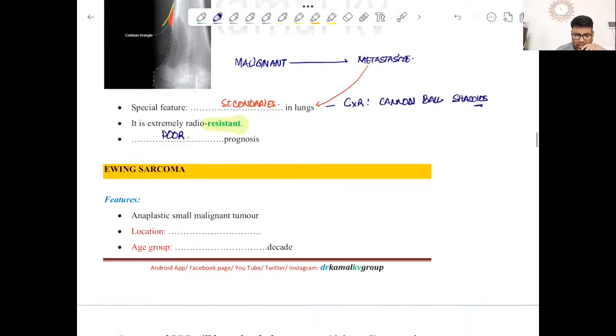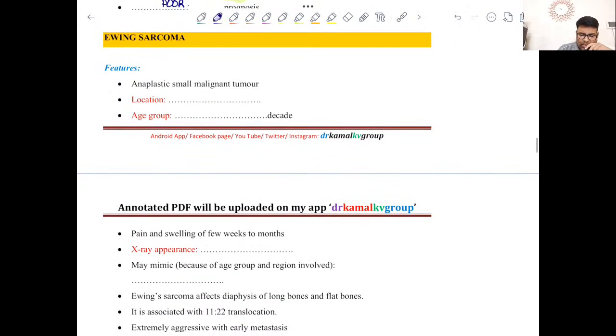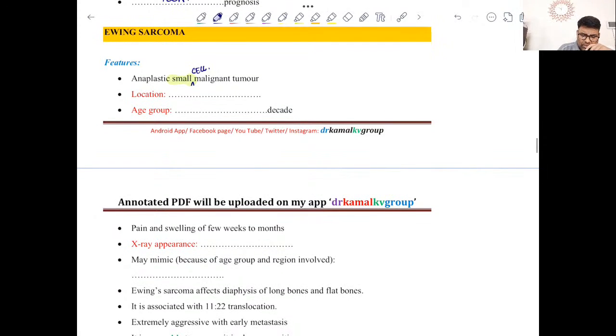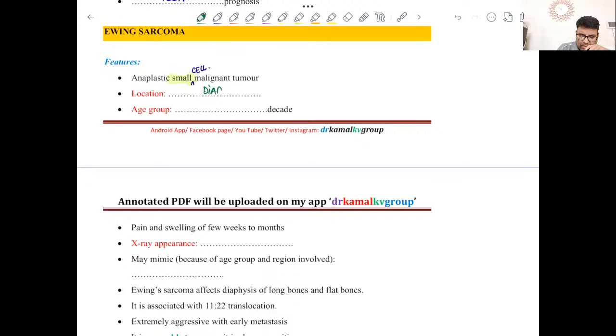Then we move on to Ewing's sarcoma, which is classified under small cell malignant tumor, just because on biopsy we see small size of cells. Now location, I think most of you can answer. This is the diaphysis or the shaft, and this affects children of the second decade. Second decade means 10 to 20 years.